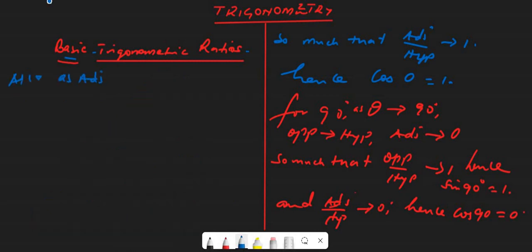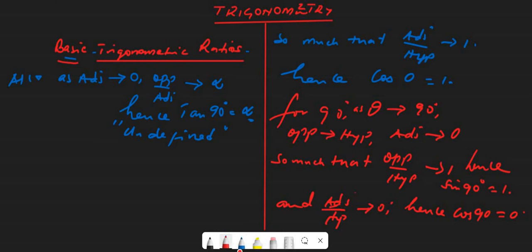Also, as adjacent moves towards 0, you realize that the opposite over the adjacent tends to infinity. It is almost undefined. You don't get the meaning, because adjacent becomes 0. Hence, the tangent of 90 is infinite, like that. Meaning, this symbol here means undefined. It means that we don't have the value of the tangent function when the angle is 90 degrees.